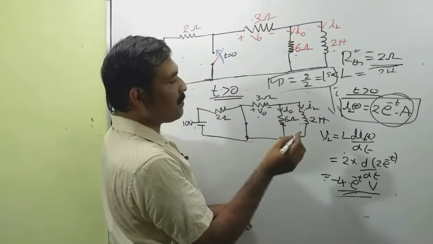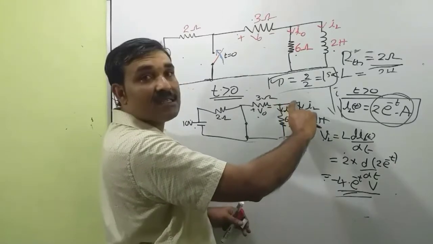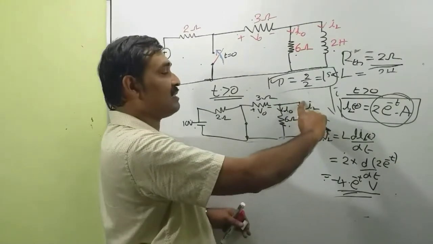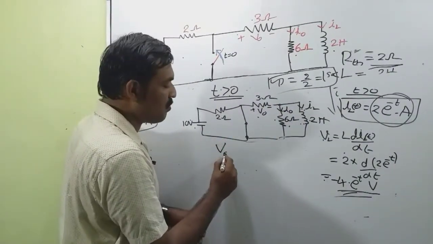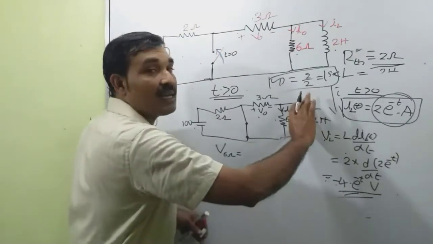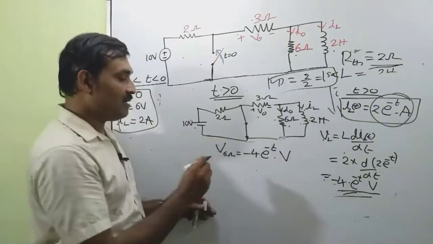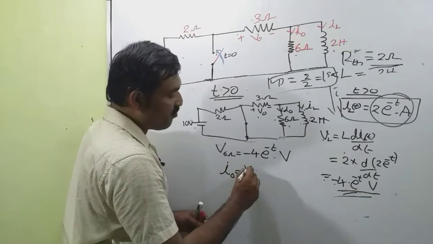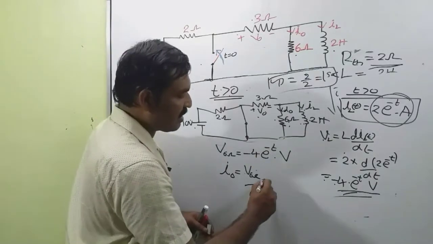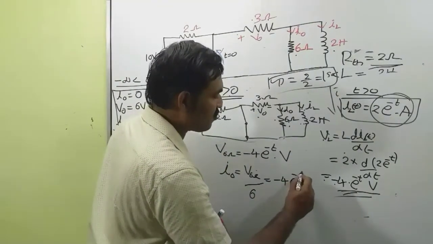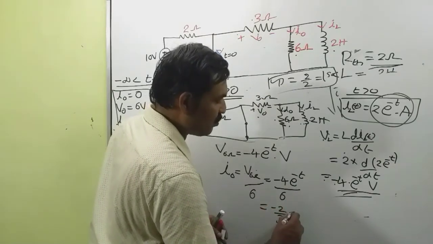We want to find the current through this 6 ohm resistance, that is I naught. Since this branch and this branch are in parallel, the voltage across this inductance is the same as the voltage across the 6 ohm resistance. Voltage across the 6 ohm resistance is minus 4 into e raised to minus t volt. So I naught is equal to the voltage across the 6 ohm resistance divided by 6, that is minus 4 into e raised to minus t divided by 6, that is equal to minus 2 by 3 into e raised to minus t.